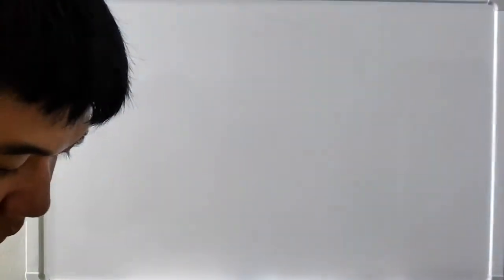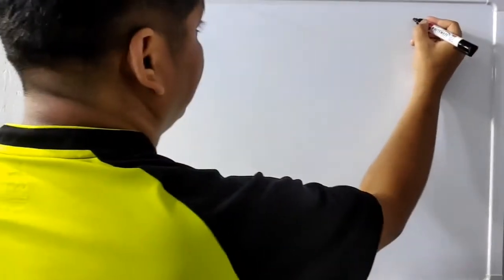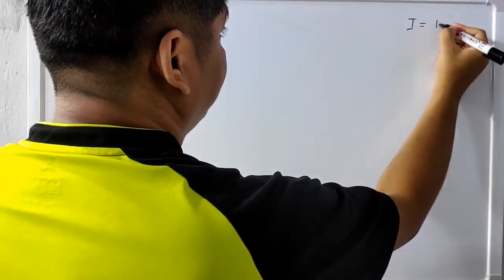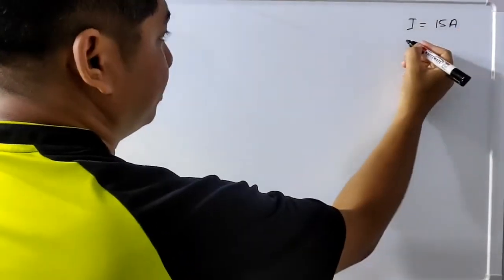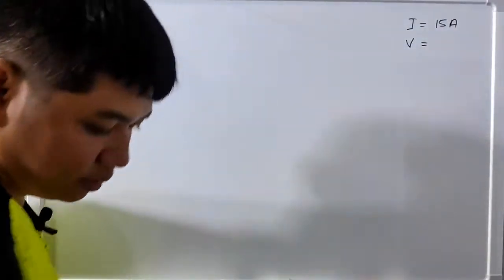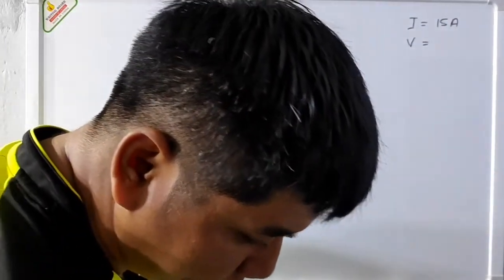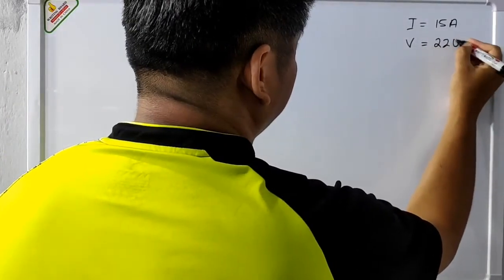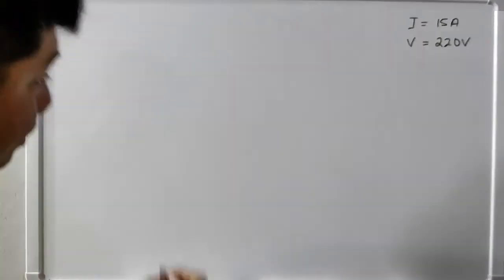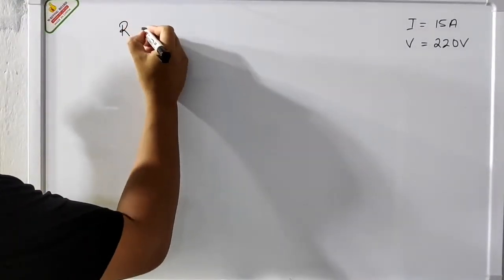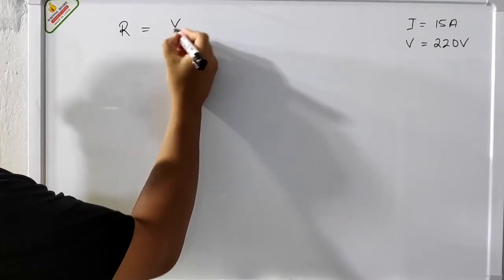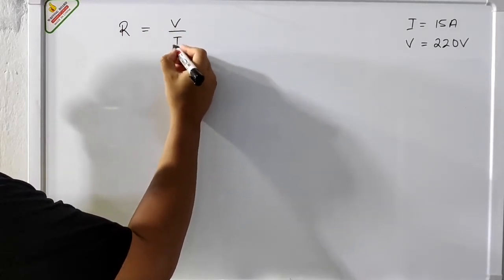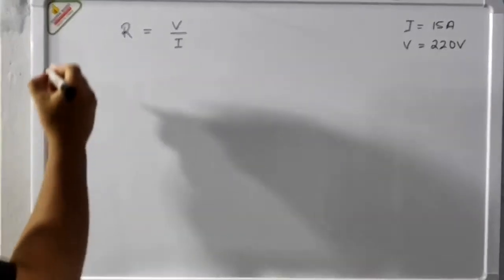We are given current I is 15 ampere and the voltage is 220 volt. The potential difference is 220 volt and we are going to calculate the resistance. R is equal to V by I. It is according to Ohm's law.